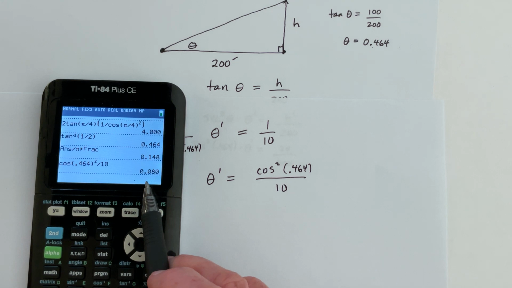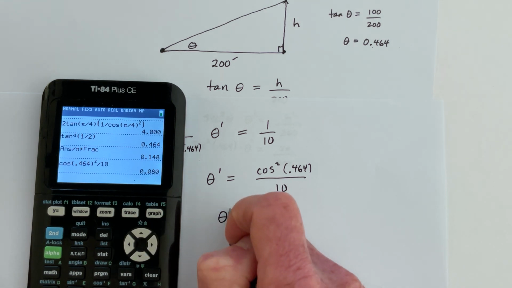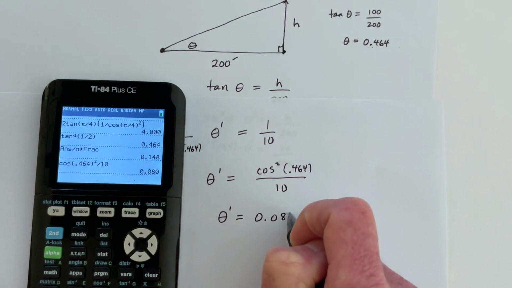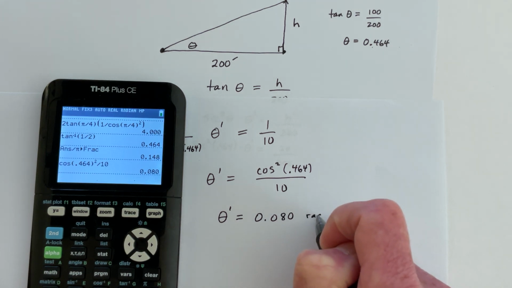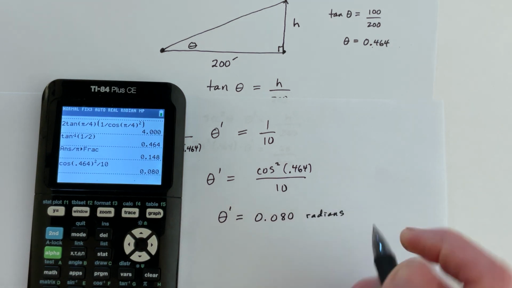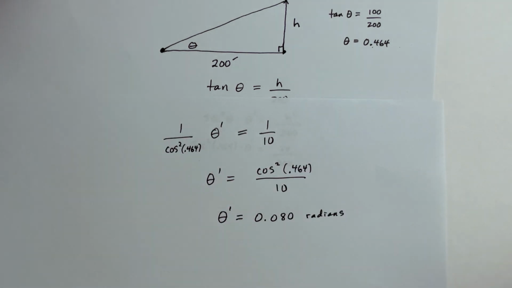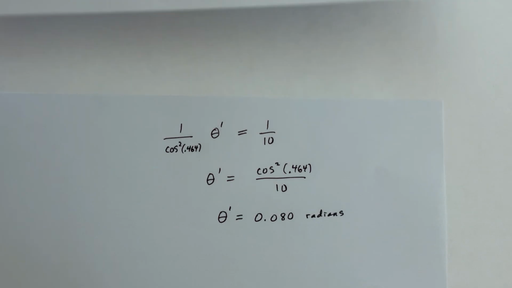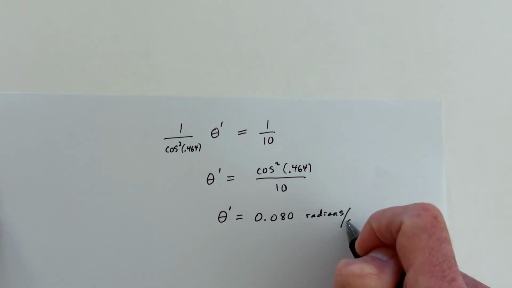So the angle is changing pretty slowly at 0.080, and then this would be in radians per whatever the unit for time was. And that would be per second, radians per second.